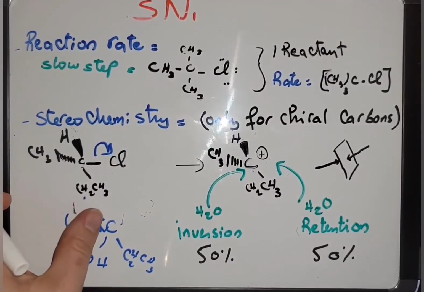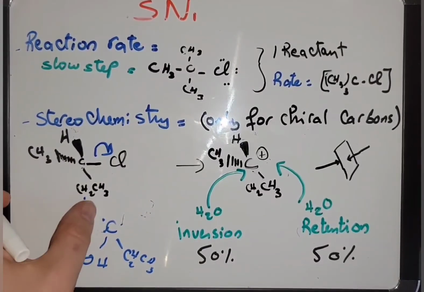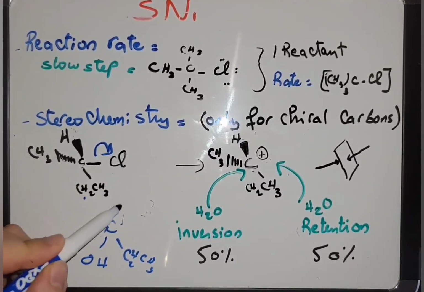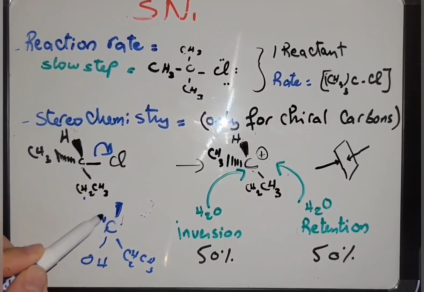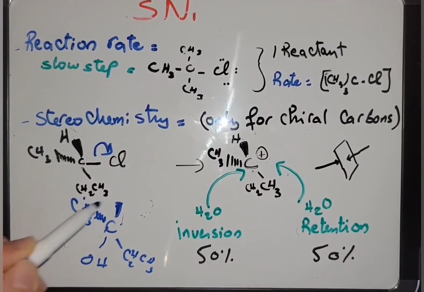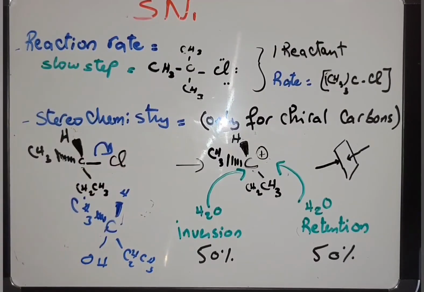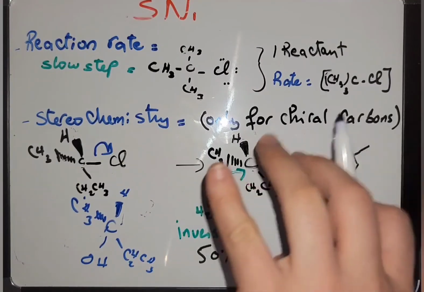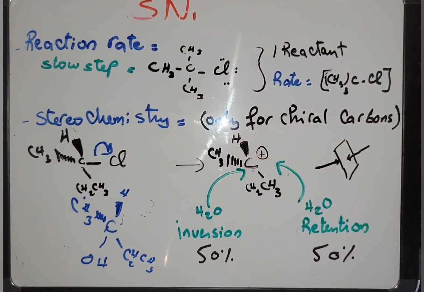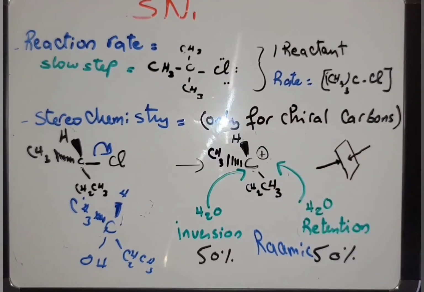It's going to push the hydrogen and the methyl group to this side. If it's attacking from this side, it's going to push the whole thing to the other side. If it's attacking from this side, it's going to push the whole thing to the other side as well. So we're going to get a racemic mixture, which is called a racemic mixture of 50% of the first option and 50% of the second option.